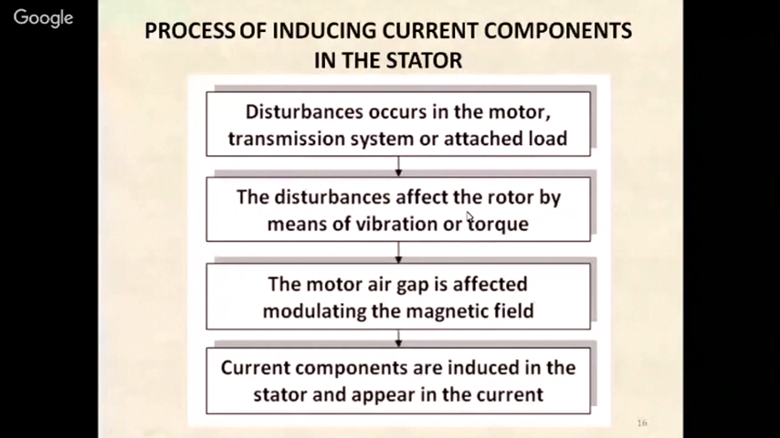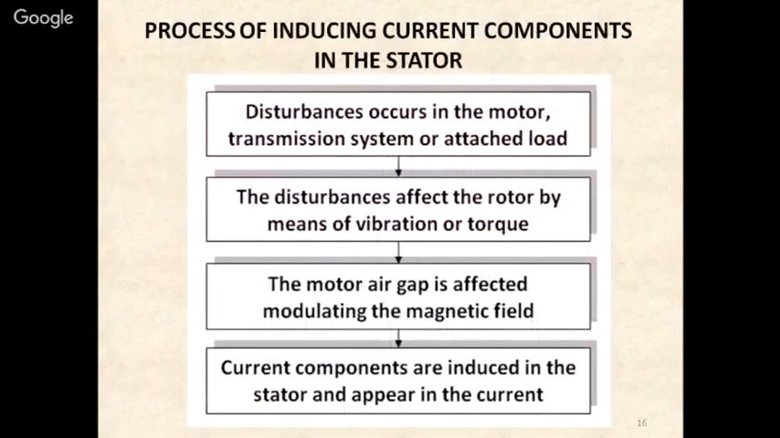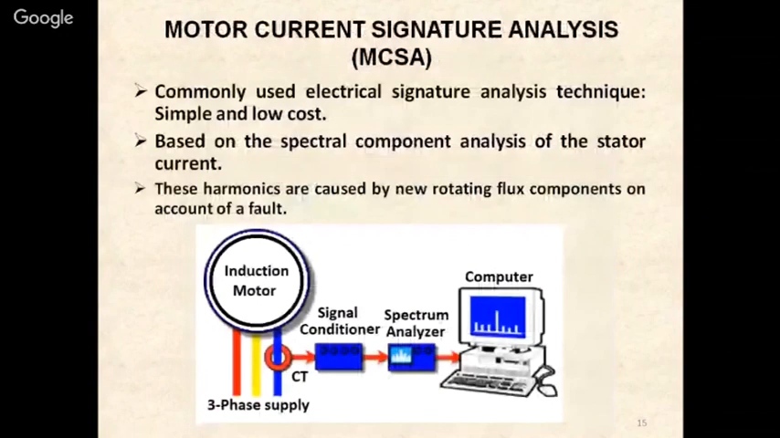This disturbance will affect the rotor vibration. It will cause rotor vibrations, which will affect the modulating magnetic field, and then current components are induced in the stator, which will appear in the spectrum of the current. So by observing the spectrum of current, we can diagnose the fault of the motor.